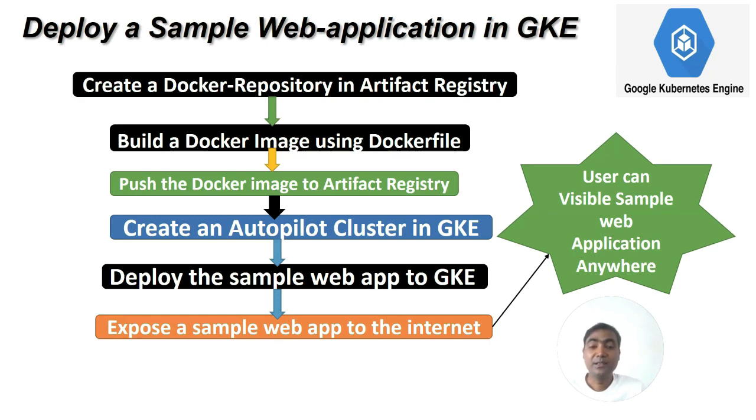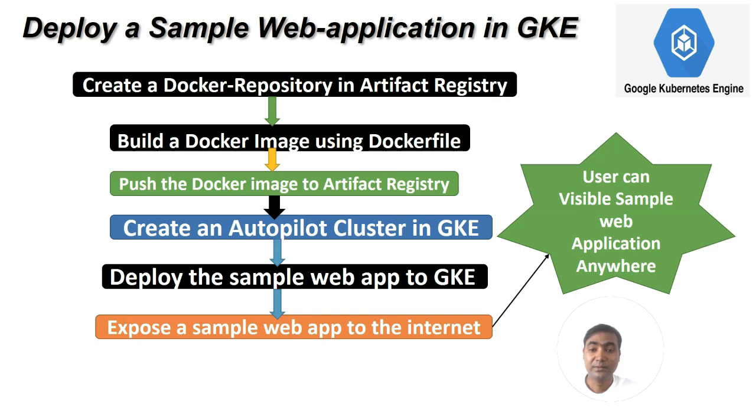After that, guys, I'll create a new Autopilot cluster in Google Kubernetes Engine. After that, I'll deploy the sample web application to GKE, but I'll select our desired custom image from Artifact Registry. Then I'll show you all the steps inside the lab so that you can easily understand it: how to select your desired image from Artifact Registry, how to push the Docker image to Artifact Registry, and all the steps, guys. And after that, how to expose your sample web app to the internet so that users can see your web application anywhere across the globe.